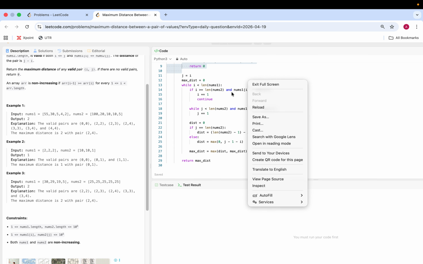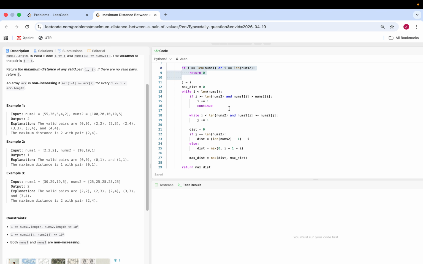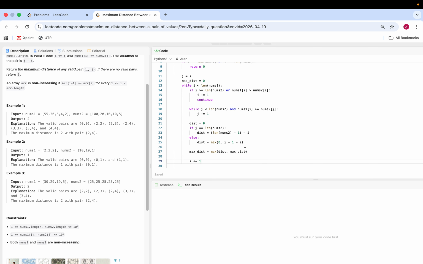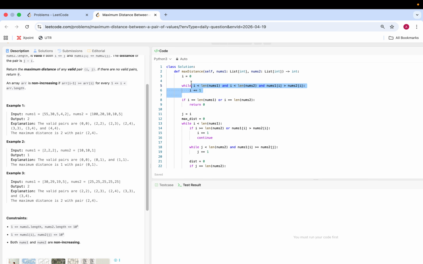And what will happen? While I is a valid index for nums1, if I is greater than or equal to nums2, wait, what? Does this make sense? I think this is to say or. If I is an invalid index for nums2 or nums1 at I is too big, then move on. I also didn't increment I at the end. If nums1 is too big for nums2, then move on. Kind of similar logic to what happened over here.